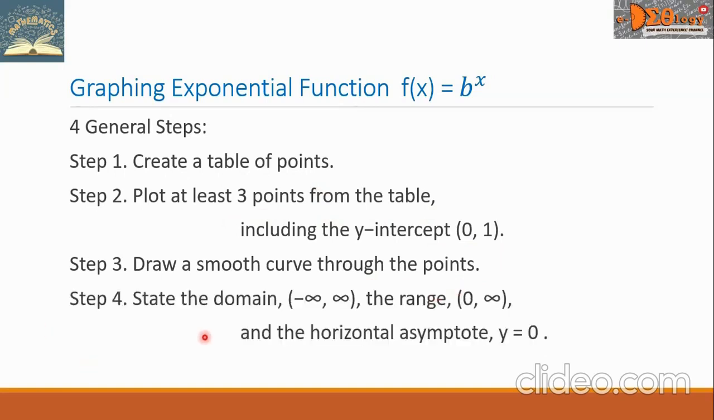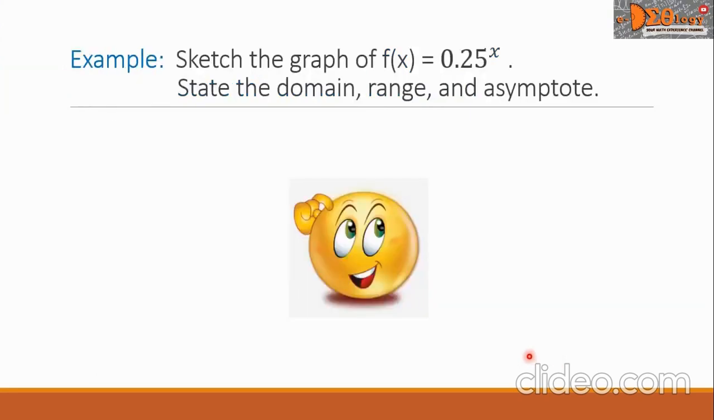Step 4, state the domain, that is from negative infinity to positive infinity. The range, and the range is from 0 to infinity. And the horizontal asymptote. The equation of the line is y equals 0. Let us see this example. Sketch the graph of f of x equals 0.25 raised to x. State the domain, range, and asymptote.